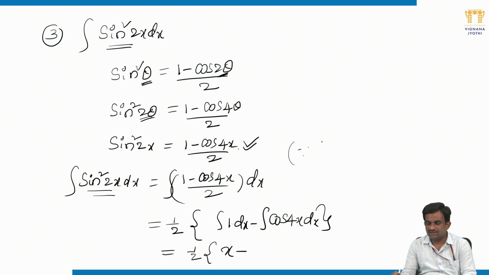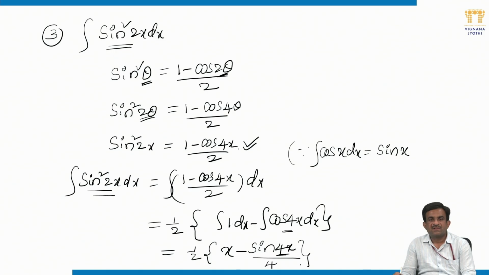Already we know that integration of cos x dx is sin x. Using that formula, in place of cos x we have cos 4x, so you can write this as sin 4x. In place of x we have 4x, therefore you have to differentiate that 4x; the differentiation of 4x is 4, so you write 4 in the denominator like this. Finally, the integration of sine square 2x is 1 by 2 times x minus sine of 4x by 4.